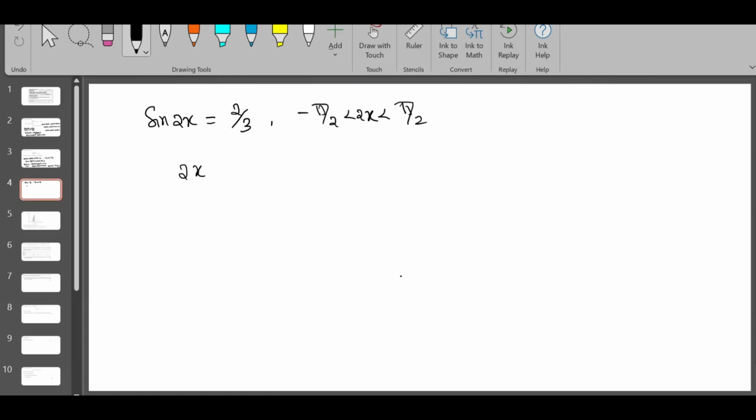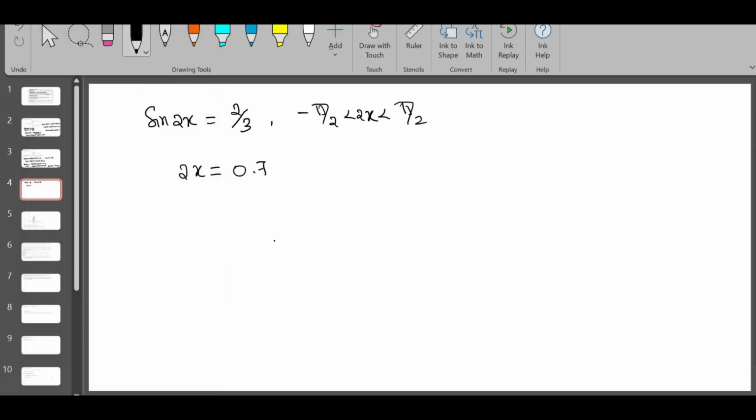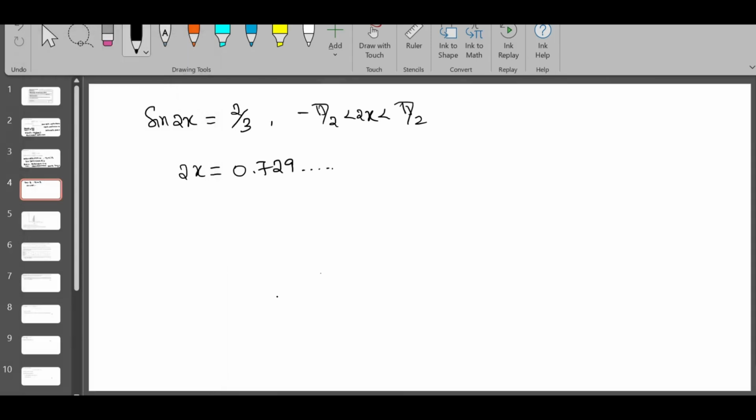Let's find sine inverse of 2 over 3 in radian mode first. Sine inverse of 2 over 3 is 0.729... Do not round it, store it as a. That's the principal value, that's not the original solution.